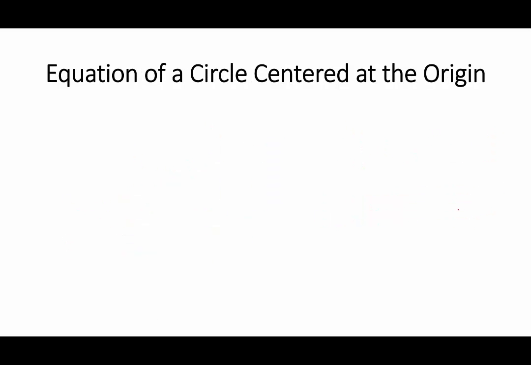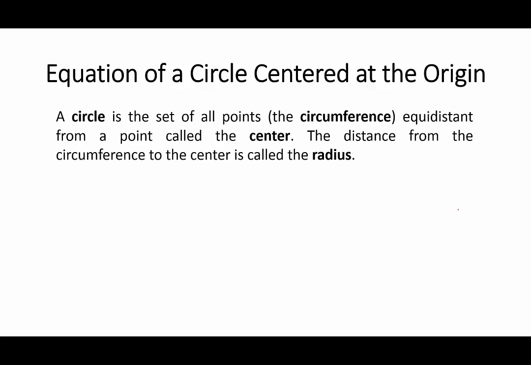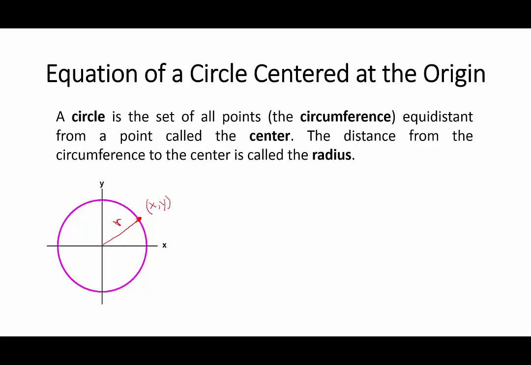Let us apply the distance formula to the equation of a circle centered at the origin. First, let us remember that a circle is the set of all points, the circumference, equidistant from a point called the center. The distance from the circumference to the center is called the radius. Now, let us consider an arbitrary point on the circumference, and we know that the radius is the distance from the center of the circle, in this case the origin, to an arbitrary point in the circumference. Let us say that this is an arbitrary point of coordinates x, y.